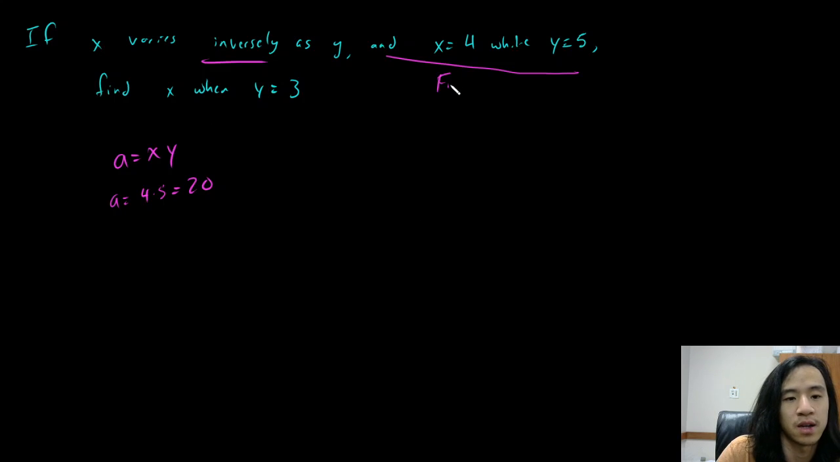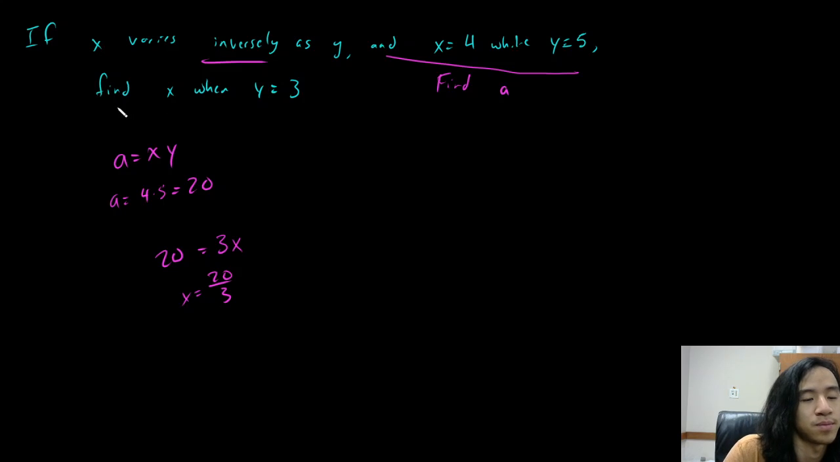So you're going to find a, and then find x when y equals 3. So now you know what a is, which is 20. So we have to find x when y is 3. So you're going to plug in 3 for y. So that's going to be 3x. So x is equal to 20 over 3. And that's going to be it.